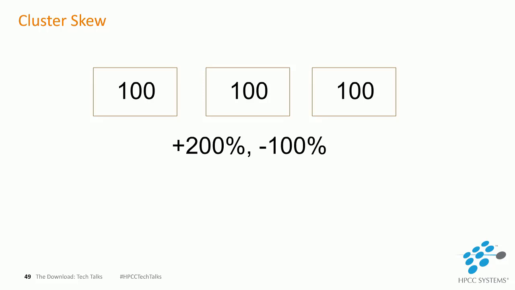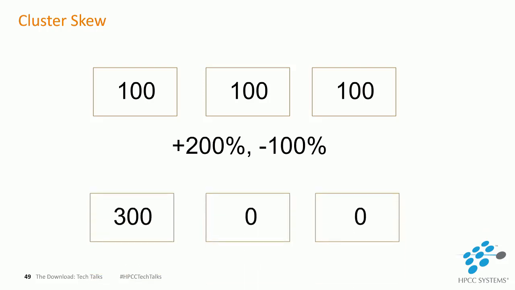So anyway, we see a skew here of 200% and 100%. What does that mean? Well, it means that one node is doing 200% more than it should be. 200% of 100 is 200, and 200 plus the 100 norm gives us 300 records on that node, which means that the other 2 nodes are sitting around idle doing nothing. So in a distributed data system, this is a very inefficient use of the nodes, where one node is doing all of the work.